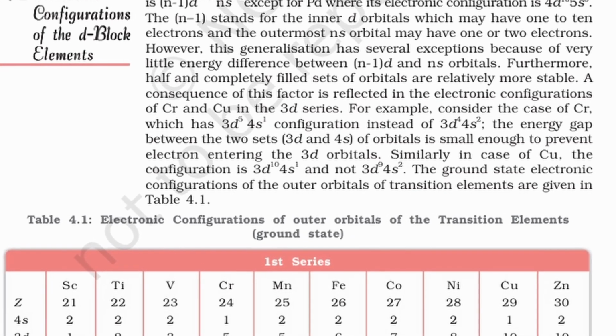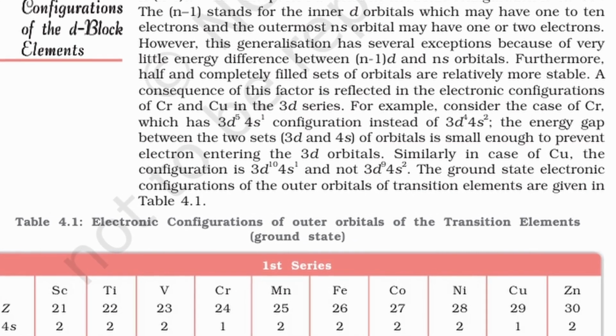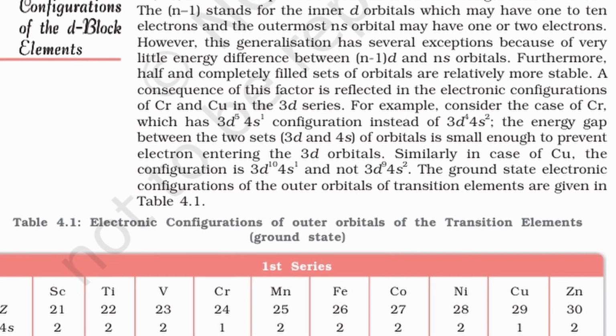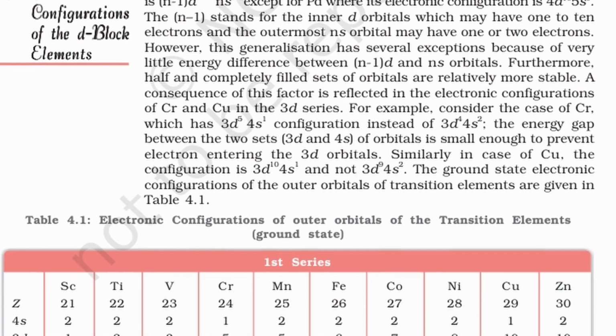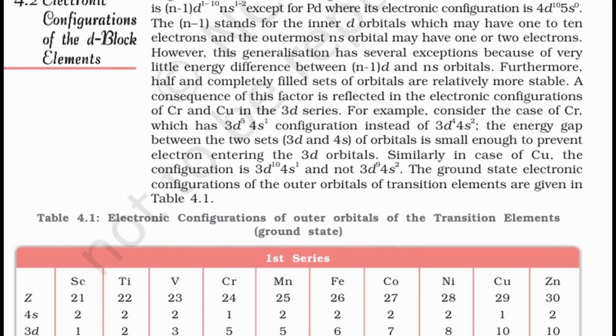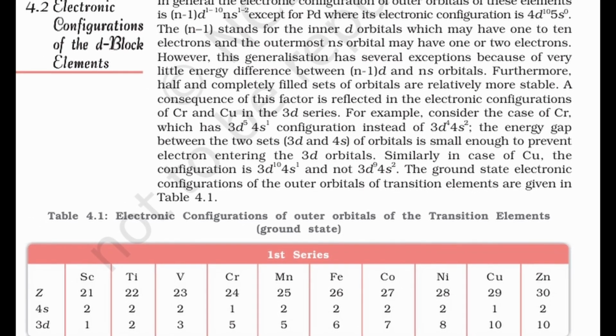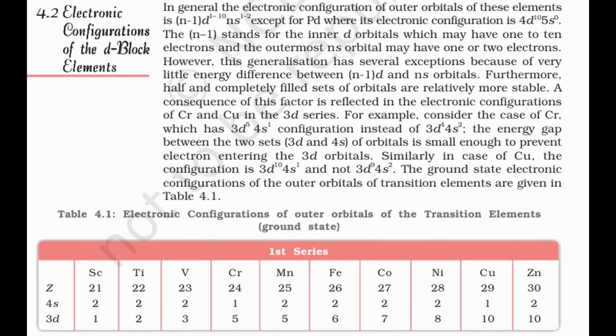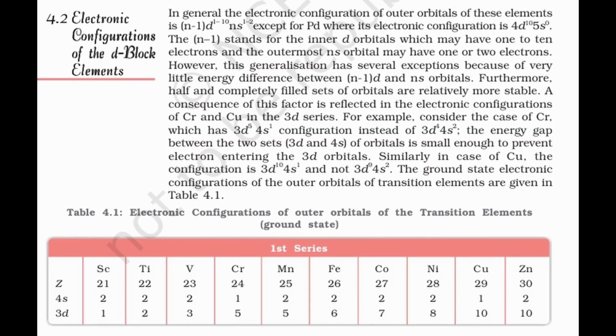Because the energy difference between the (n-1)d and ns orbitals is very small, some elements achieve greater stability by having half-filled or fully filled D orbitals. This is why chromium has the configuration 3d5 4s1 instead of 3d4 4s2, and copper has 3d10 4s1 instead of 3d9 4s2. Elements like zinc, cadmium, mercury, and Cn have completely filled configurations, so they are not considered transition elements.